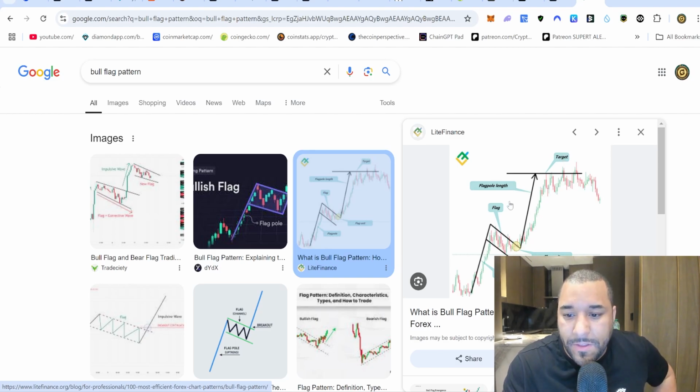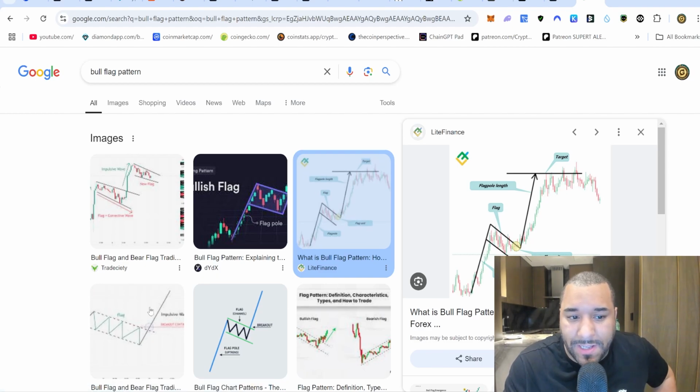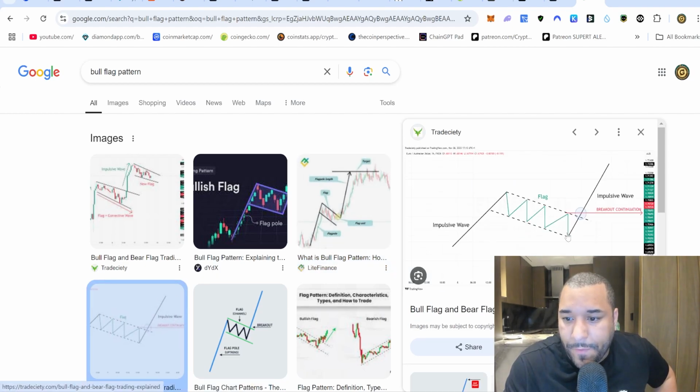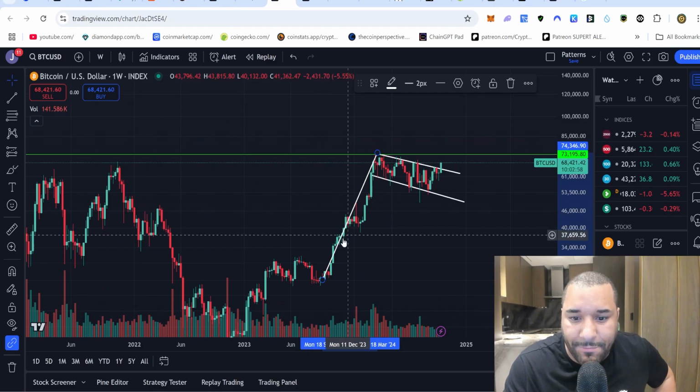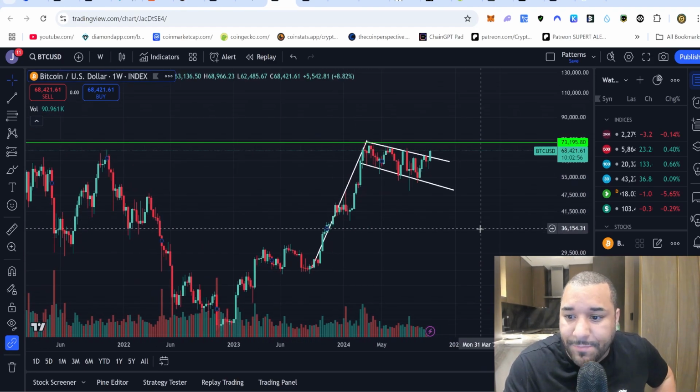How do you measure it? You take the length of the pole, and then you drag it, and then you can kind of get an estimate to where the price would be. Now, some people do things differently when they drag this pole, meaning that sometimes they pull it from the bottom part within the flag, and then that gives you your measurement. So let's just do that. I think that's usually the popular way to do it, and then we can kind of get an estimate of where this price could potentially go, because it looks like it's breaking out.